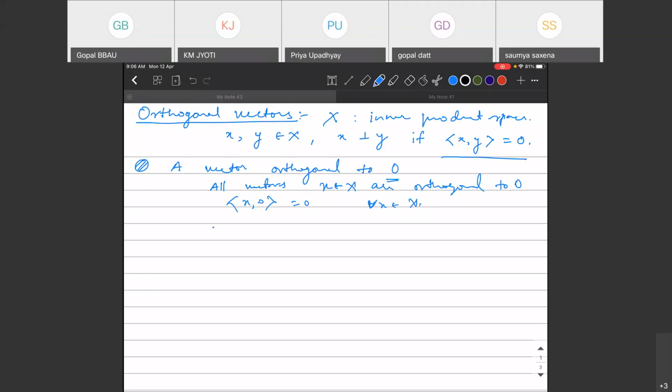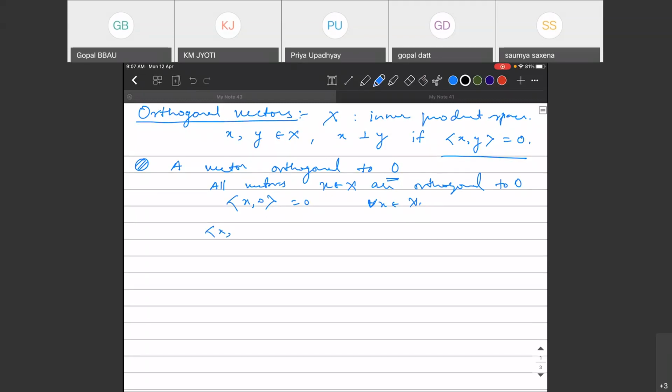Why? Suppose x in X is a vector which is orthogonal to itself, then by definition the inner product <x, x> is 0. But this inner product is 0 if and only if x is 0. How do you see this? This inner product is nothing but norm of x squared, and when the norm is 0, it happens only when x is 0.